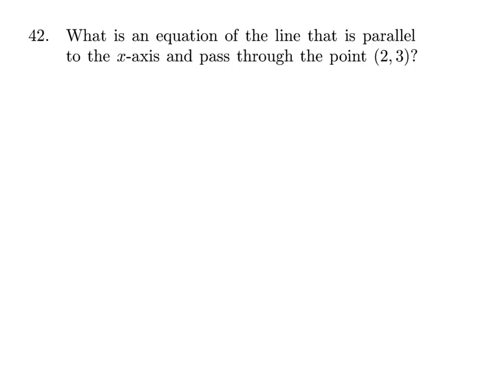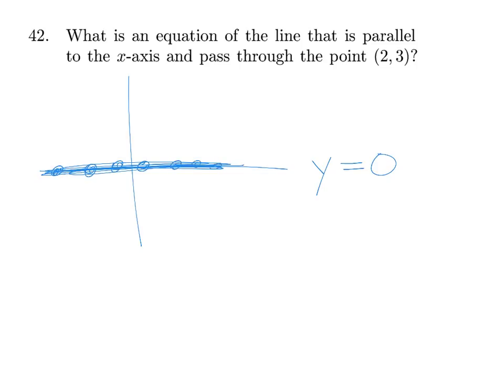What is an equation of a line that is parallel to the x-axis and passes through the point 2, 3? All right. Here's my x-axis. What's the equation for that line? That is y is equal to 0, because every single point on this line has a y value of 0. So all I have to do is look at this point here and choose the y value. And that's my new equation, y equals 3. All right, boom. There's the line y equals 3. Every single y value on it is 3. And that's parallel to the x-axis. Done.